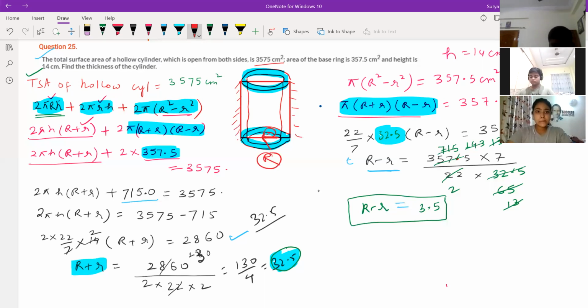So CSA of the outside cylinder is 2 pi RH, outside surface, plus inside surface, that is 2 pi small rh. It's clear, children? Plus the top part, what I'm writing here in blue color, that is your top and bottom. We can write pi R square minus r square, and we are multiplying by 2.